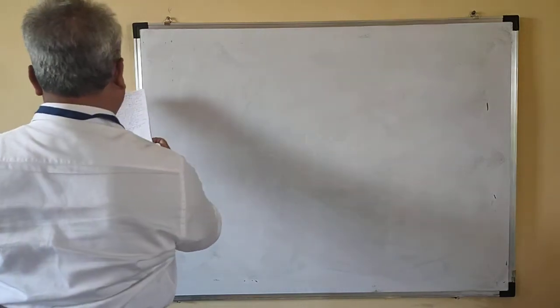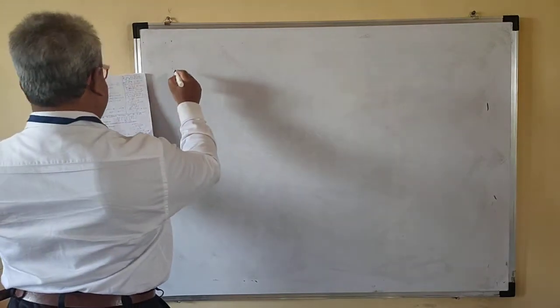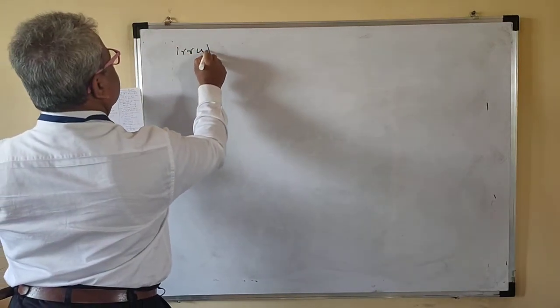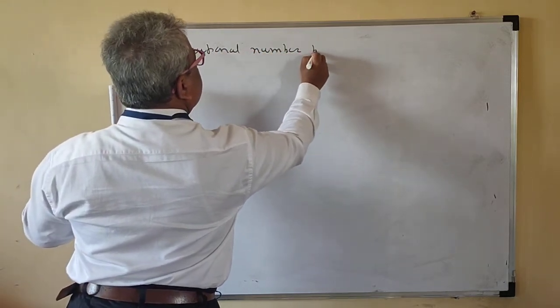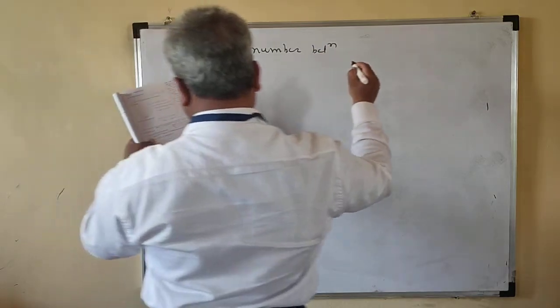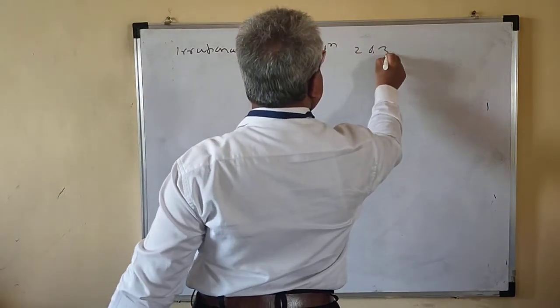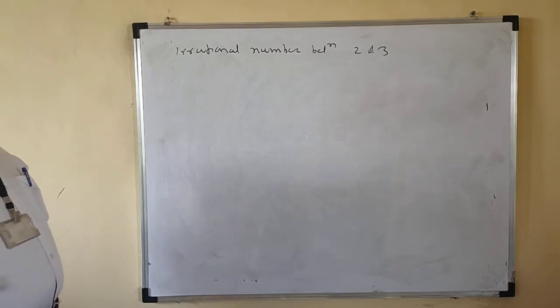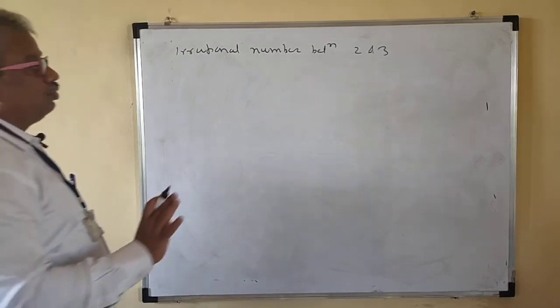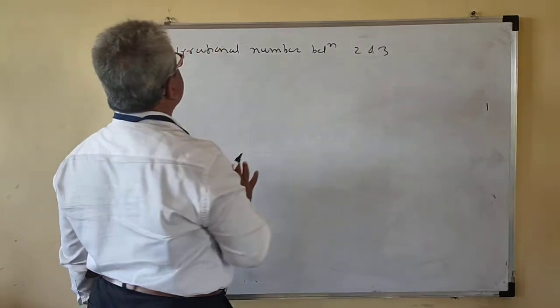Now, irrational numbers between 2 and 3. You want an irrational number between 2 and 3. Irrational number, not a rational number, note that. We'll find a rational number between 2 and 3 also. So first we'll find an irrational number.